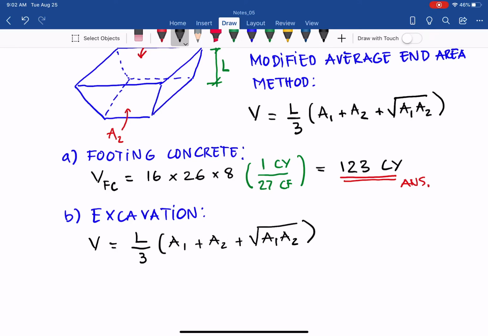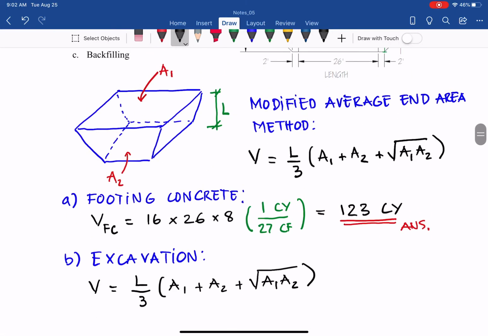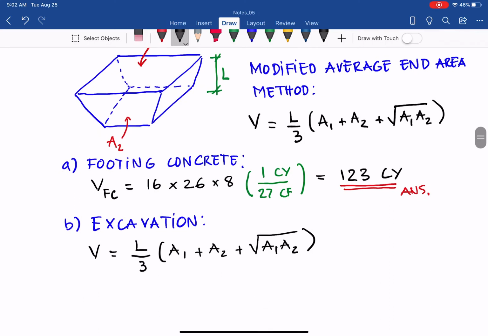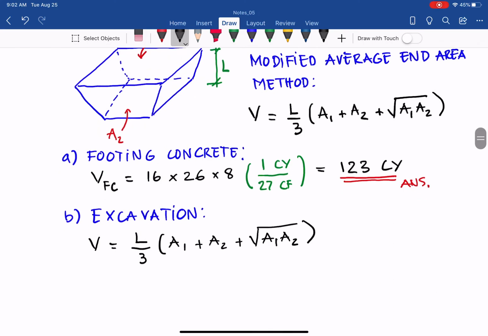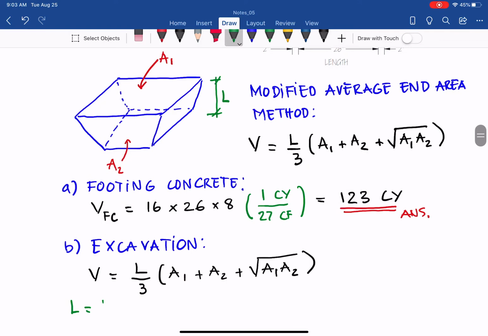And in this case, what is A1 and what is A2? That is the one we need to do. So first, we have L. L is 10 feet for the excavation there. So you have 10 feet. What is A1?